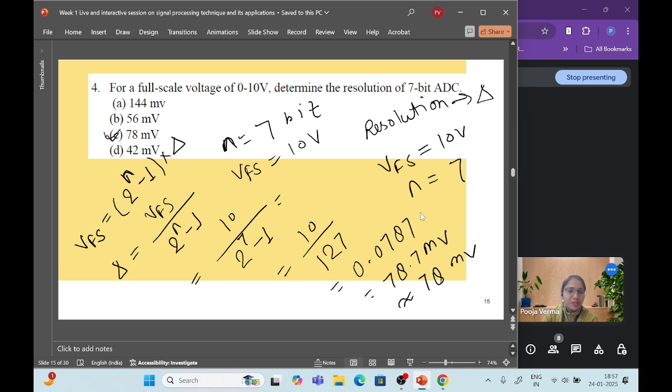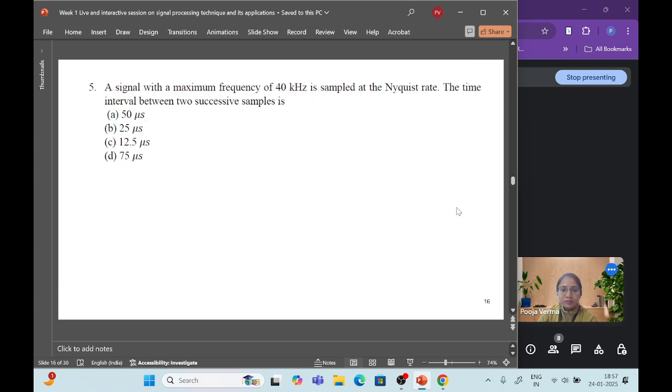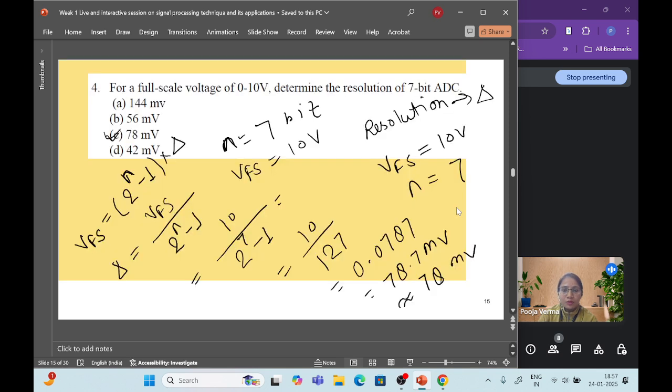All of you please solve with me, or solve it parallelly, so that you are able to solve the assignment problems. I hope all of you have understood this question. So moving to the next question.